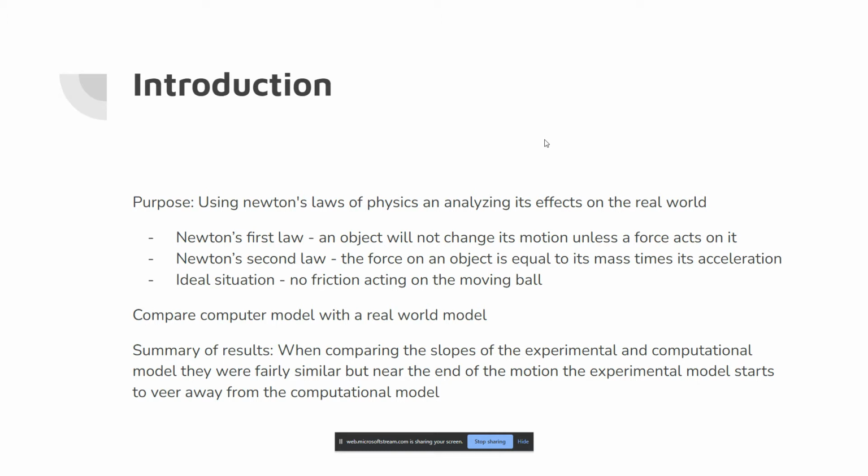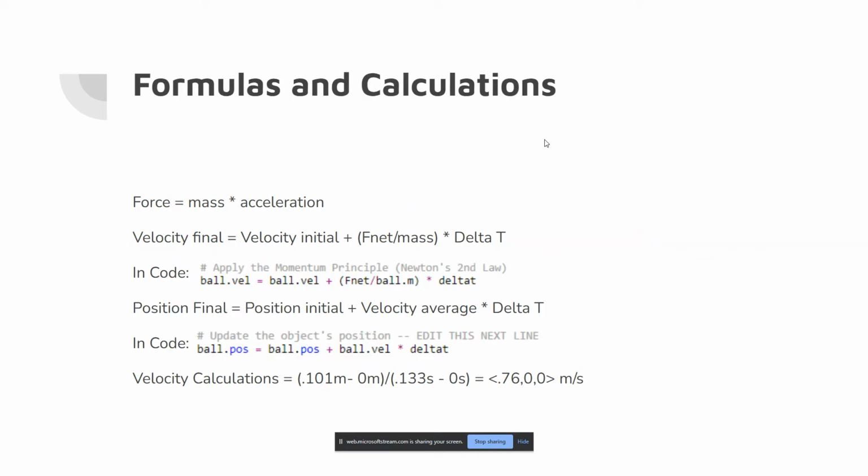The summary of results is that when comparing the slopes of the experimental and computational models, they're fairly similar, but near the end of the motion, the experimental model starts to veer away from the computational model. We'll look into this later on.